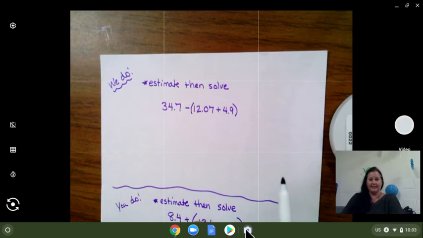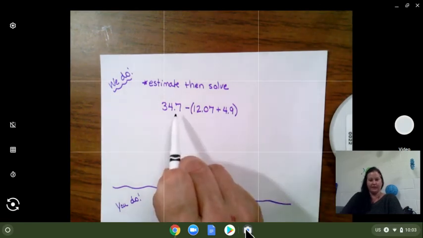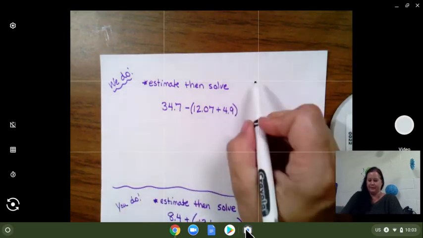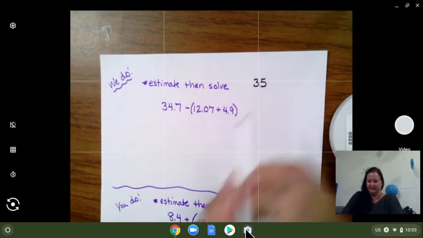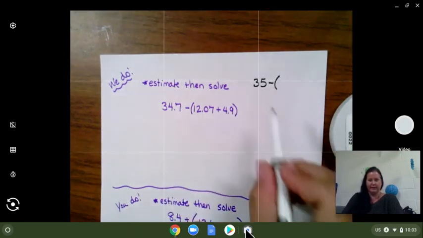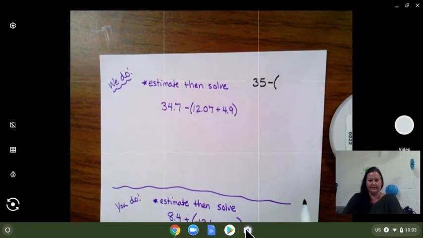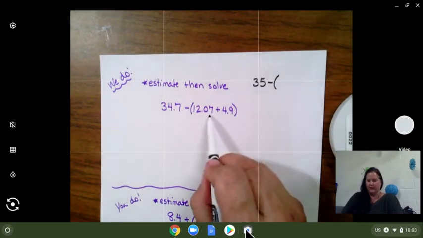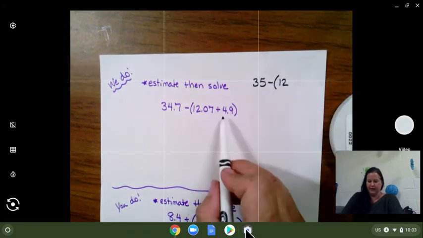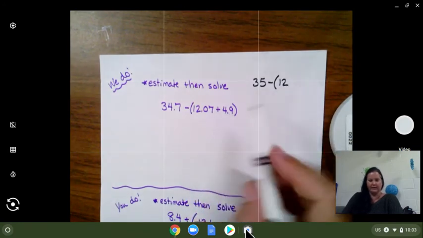First job is to estimate. So 34 is close to 34.7. 7 tells us to round up. So we're going to make that into 35 minus, and then I have a parentheses here. I have to add in my parentheses, even in my estimate. 12 and 7/100 is close to 12. And 4 and 9/10 is close to 5.